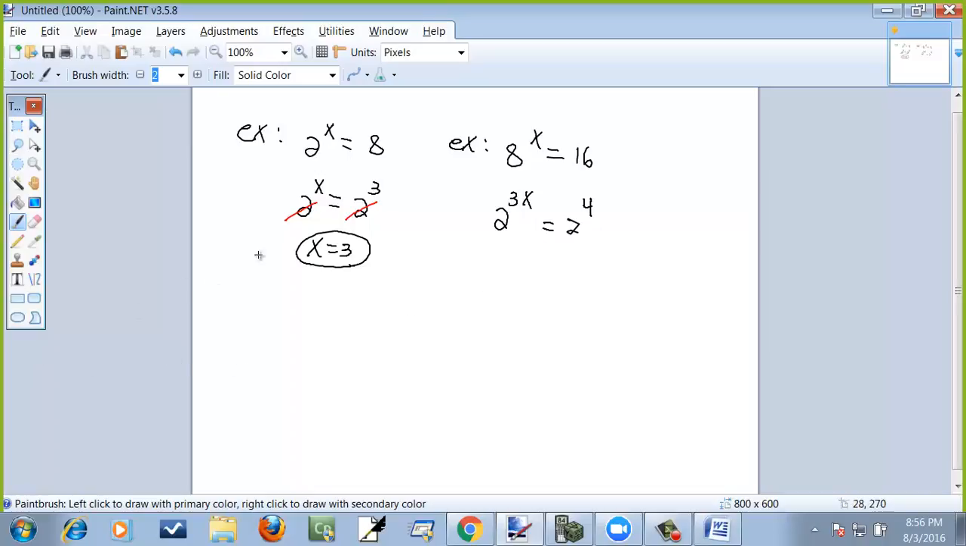Now equality of exponents says, since they're both 2 to a power, I can cross the 2's out, and I set the exponents equal to each other. So I get 3x is equal to 4. Then solve this: divide both sides by 3, and we end up with x is equal to 4/3. And that would be our answer. Now let me clear off this page. And that's equality of exponents.